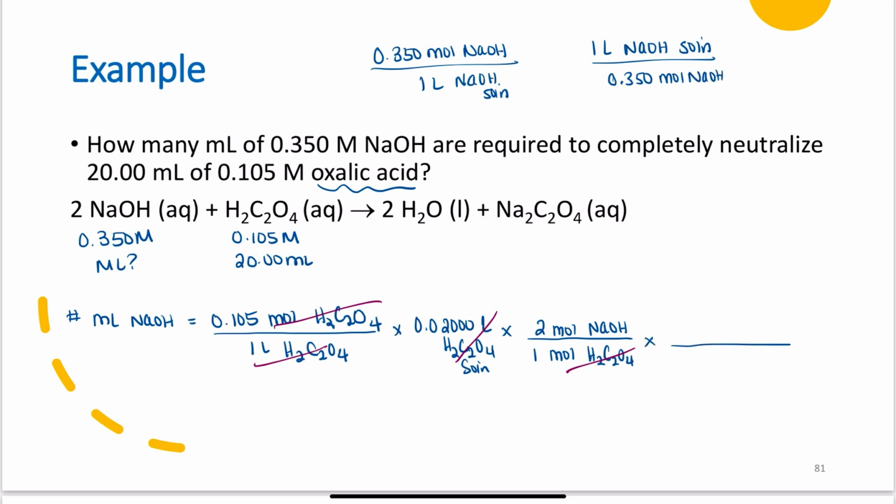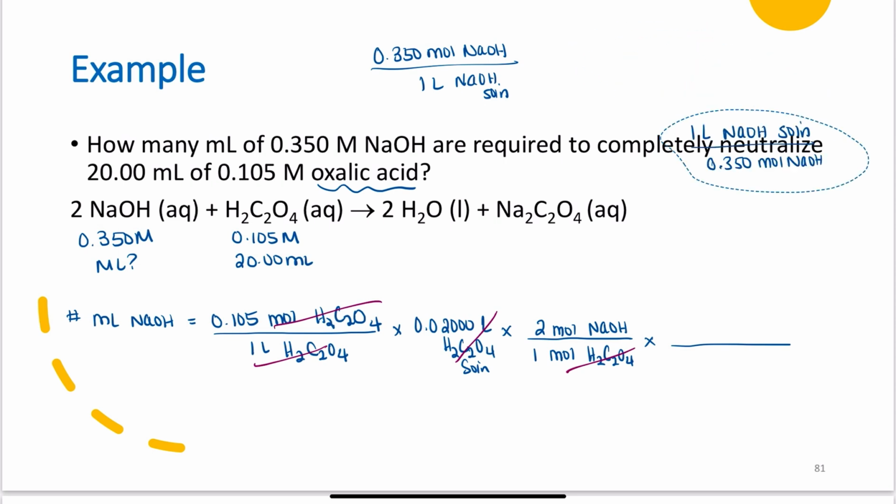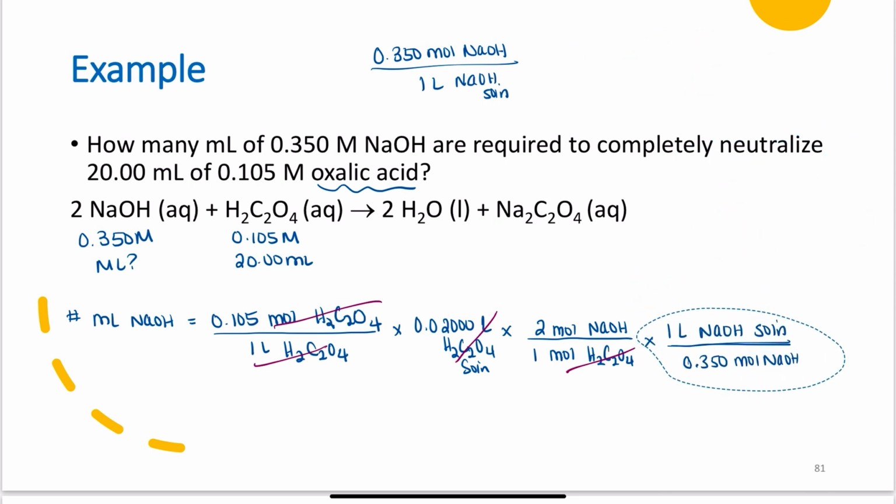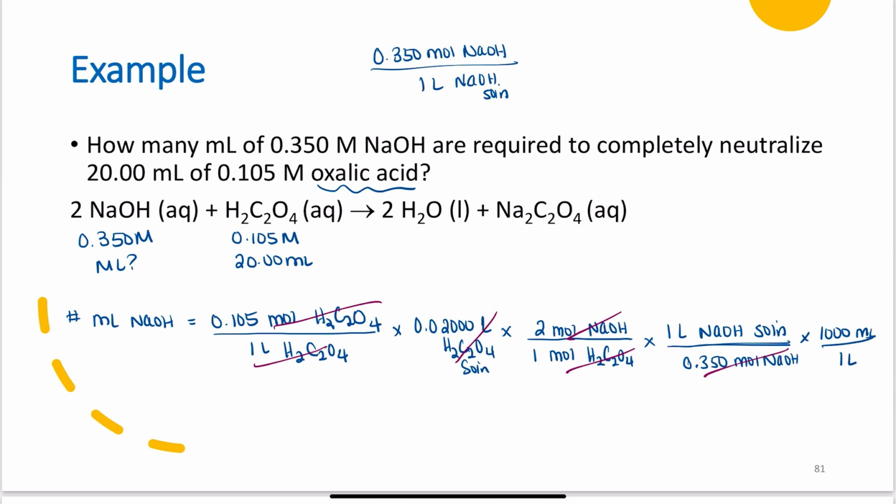I want to cancel out my moles of NaOH, so I'm going to use this as my conversion. That would get me liters, and then just multiply. We know there's 1,000 mL in every 1 liter. We get 12.0 mL of NaOH as our final answer. So it would take 12 mL of a 0.350 molar NaOH solution to completely neutralize 20 mL of a 0.105 molar oxalic acid solution.